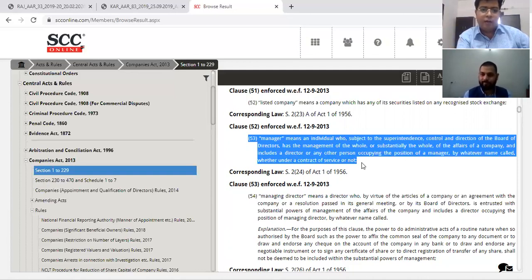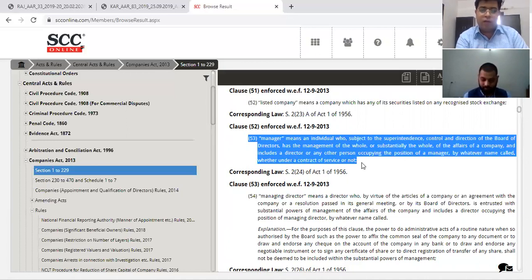Right. And when it says whether under a contract of service or not, it basically means whether or not there is existence of an employer-employee relationship. So we can have a managing director who is not an employee of the company. We can have a whole-time director or a manager who is not an employee of the company.